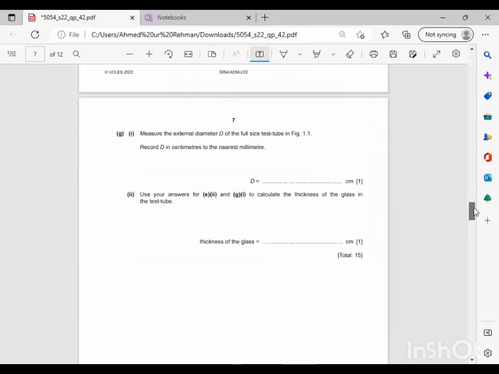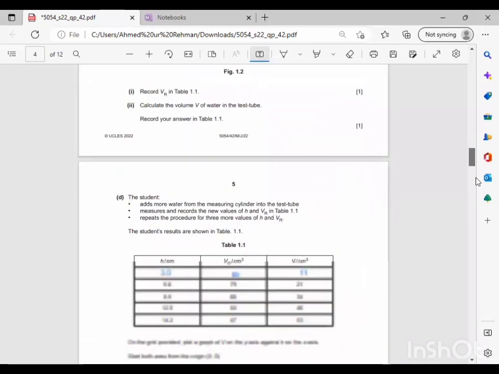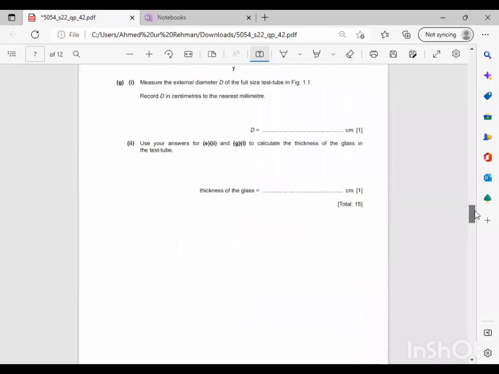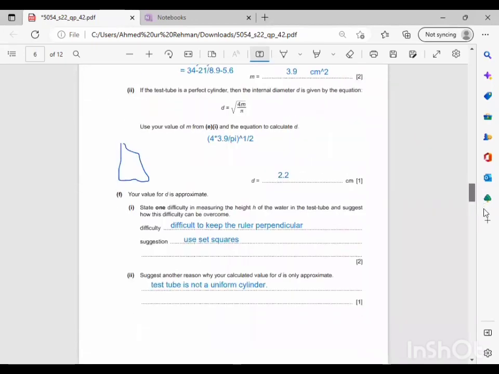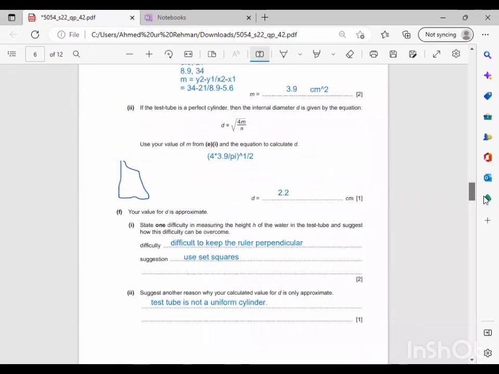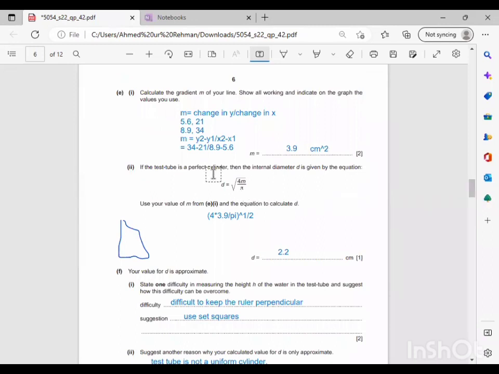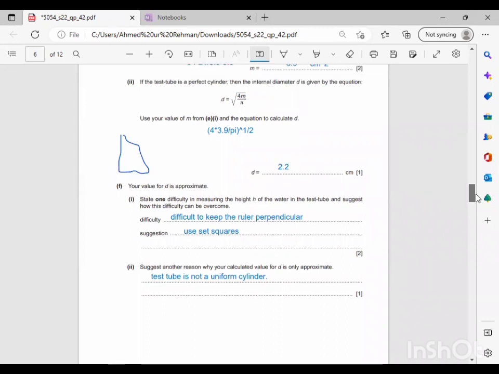Okay. Then we have measure the external diameter D of the, okay, so you're gonna measure this again, go back. And you will have to convert your centimeter. No, you will not have to convert it. It's already in centimeter. Use your answers for E part 2 and G part I to calculate the thickness of the glass in the test tube. Okay, so we have the internal diameter and we have the external diameter. Oh, right. Another thing here is that basically they were asking you why your calculated value for D is only approximate. So see, this one is the calculated value, right?